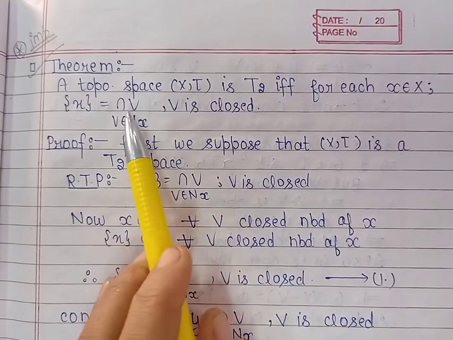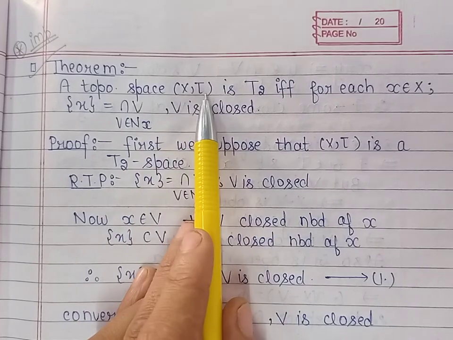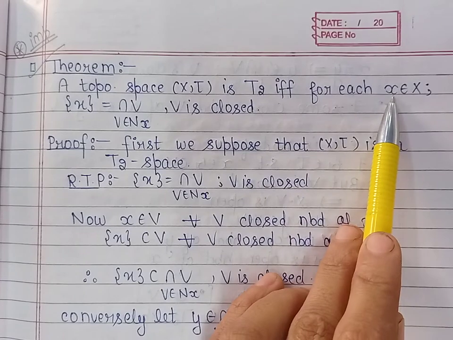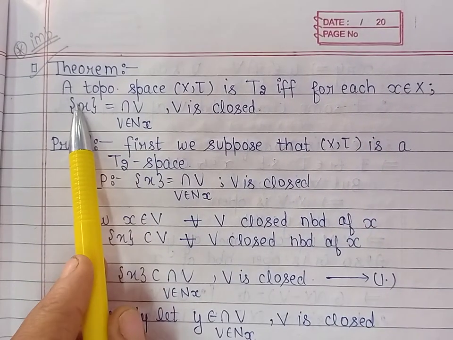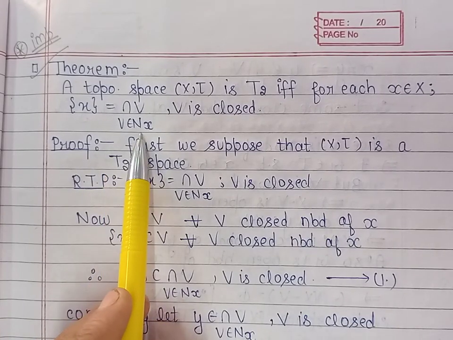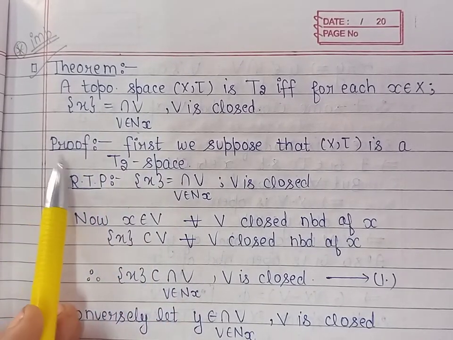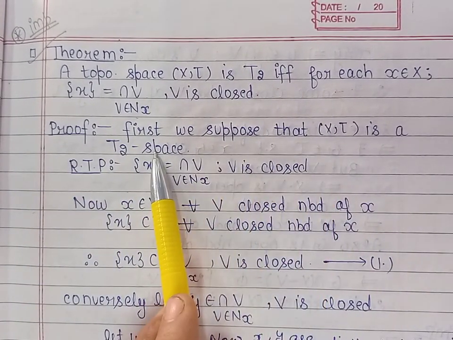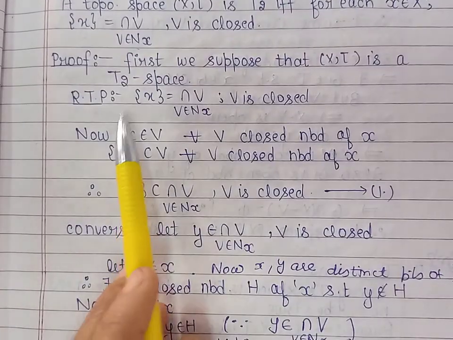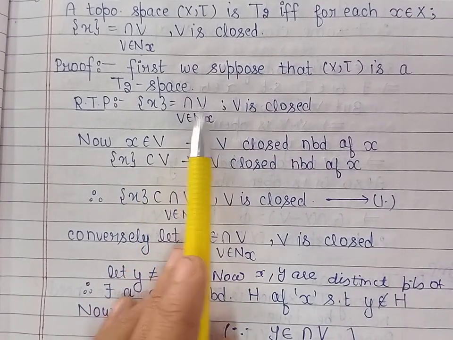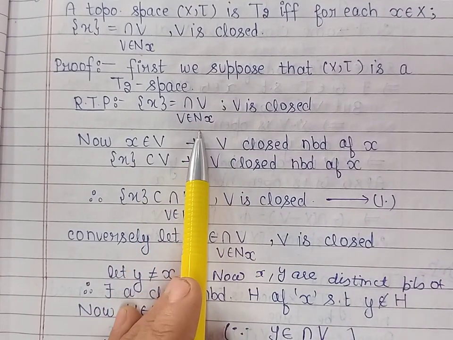Now next, a characterization of T2 spaces. A topological space (X, τ) is T2 if and only if for each x belonging to X, the singleton {x} is the intersection of all the closed neighborhoods of x. So first of all, let us take the topological space (X, τ) to be a T2 space, and we have to prove that for every x belonging to X, the singleton {x} is the intersection of all the closed neighborhoods of x.